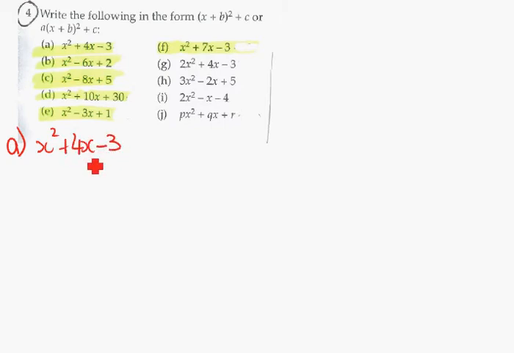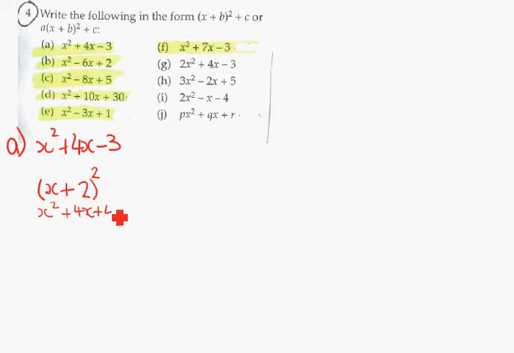minus 3. In the bracket we know that it needs to be half of the coefficient in front of the x term, and half of 4 is 2. So the original expression must have come from (x + 2)². Now just underneath, lightly, we'll expand that: x² + 4x + 4, and we need to compare this expression with the one above that we're trying to get.